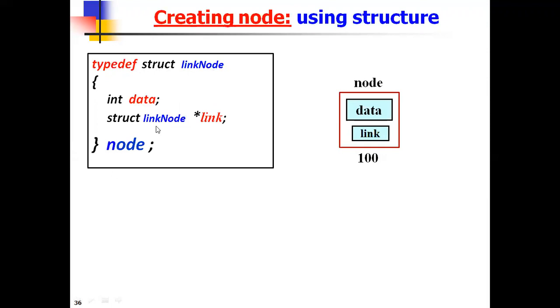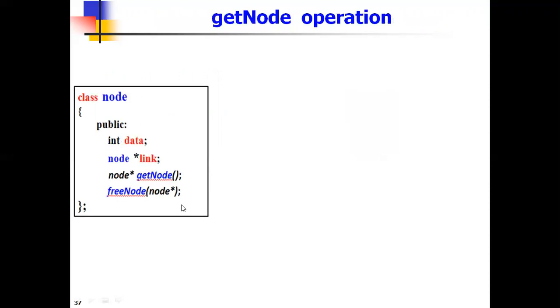And you are giving one alias to this entire structure by using typedef. Typedef means you are giving the alias name, and the name is node, so you will be creating the pointers for that node only.